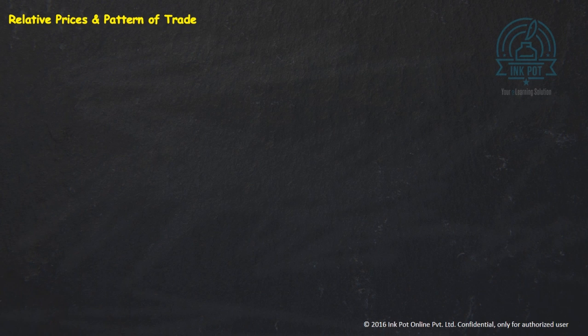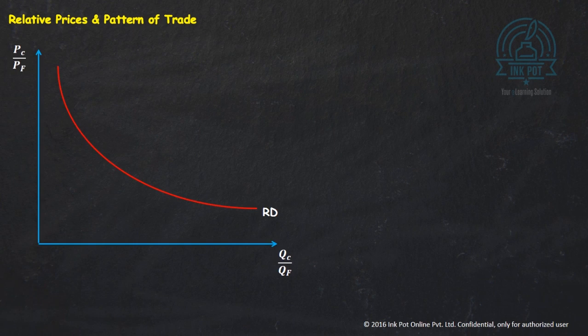So now think about it. If we can somehow prove what happens to PC by PF after trade, then we are sorted, right? Then we are okay. So that's what we are doing.